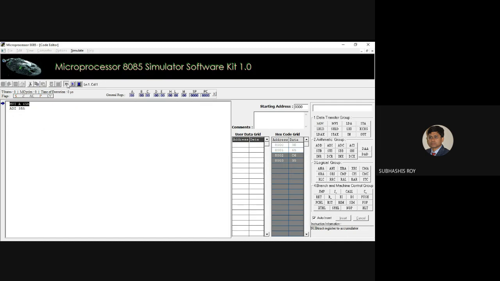Now it is getting the first data into the accumulator. You can see 65 is here. Then you are adding this, so it becomes 9A. So you can do this using this kind of instruction, ADI.